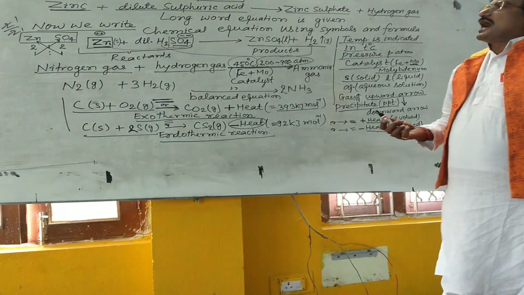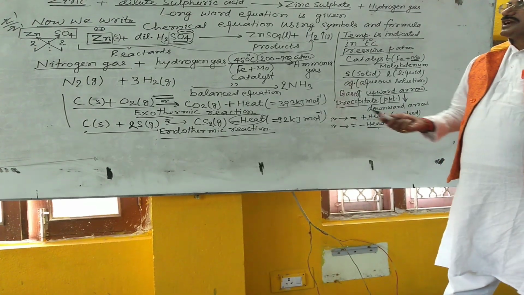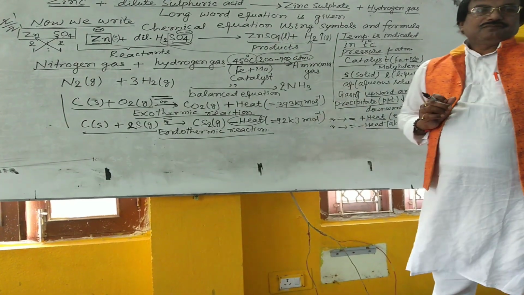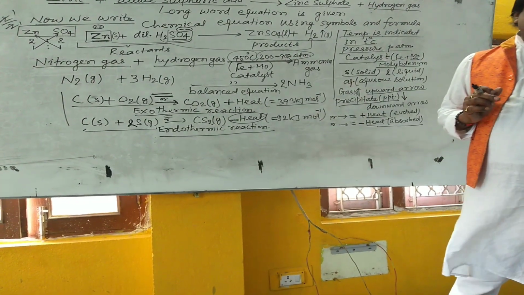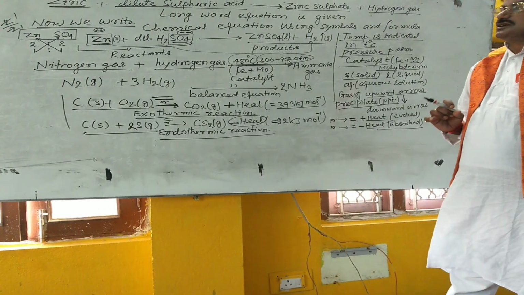Dear students, you have to maintain your performance. Chemical equations are not to be remembered orally, but you have to write them 5 or 10 times per day. Then you can gain command over chemical equations.